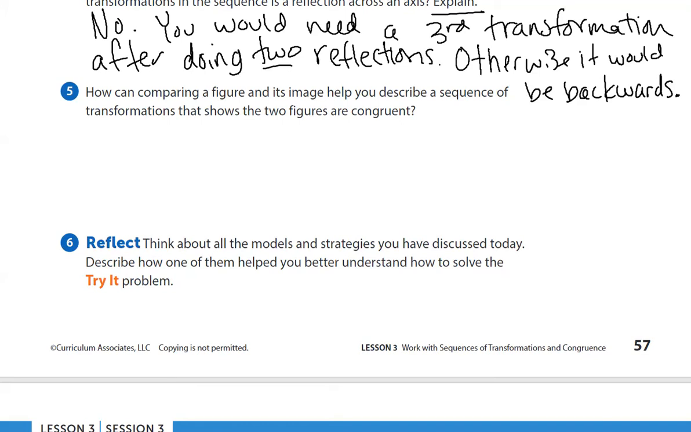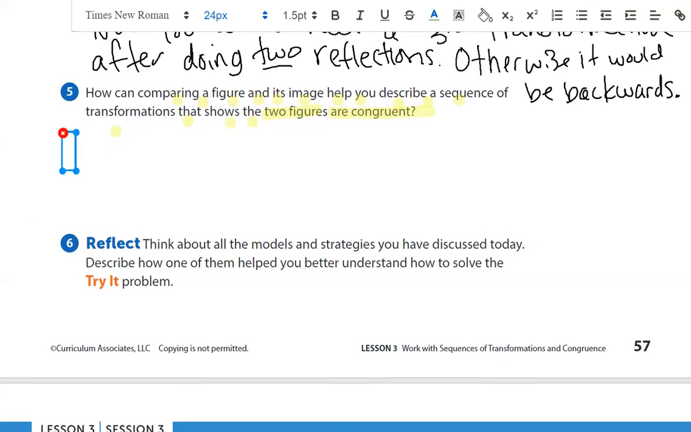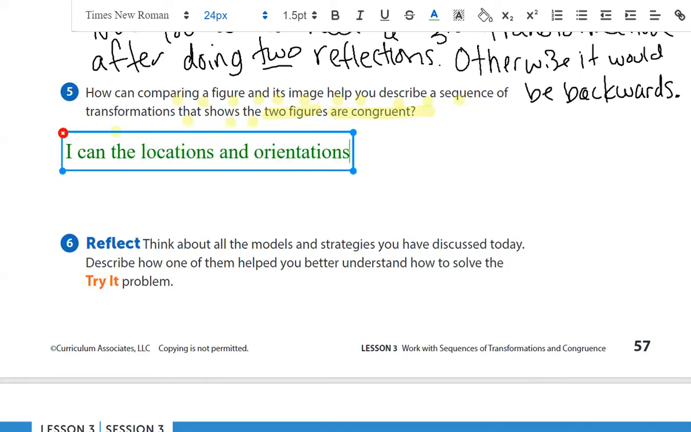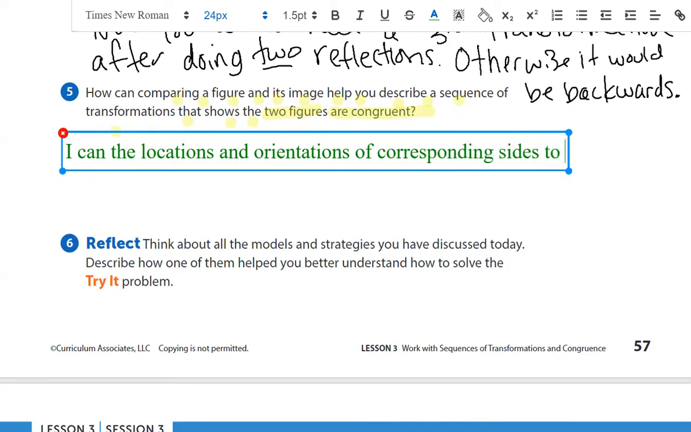How can comparing a figure, this is number 5 now, how can comparing a figure and its image help you describe a sequence of transformations that shows two figures are congruent? How do we want to word that? Let's think about it. This can be a tricky one for the wording. I can compare the locations and orientations of corresponding sides to see how they moved.